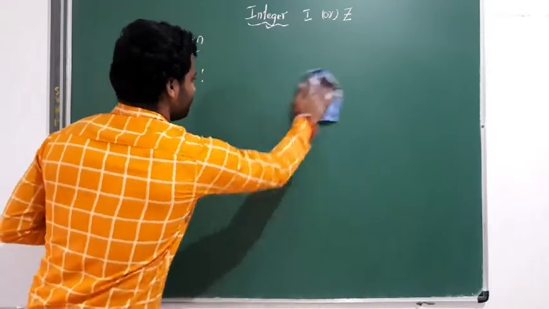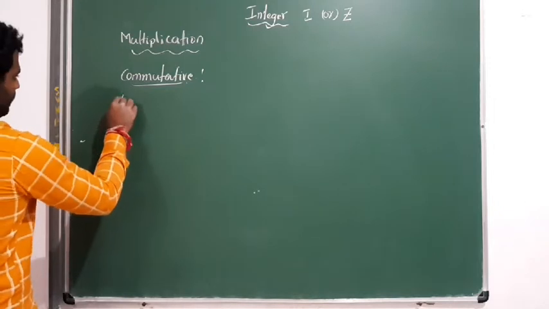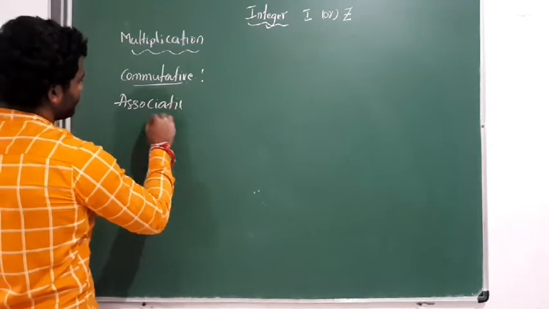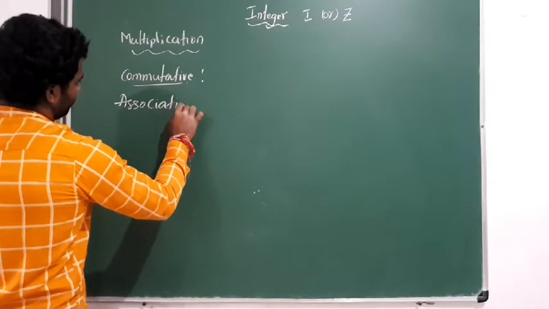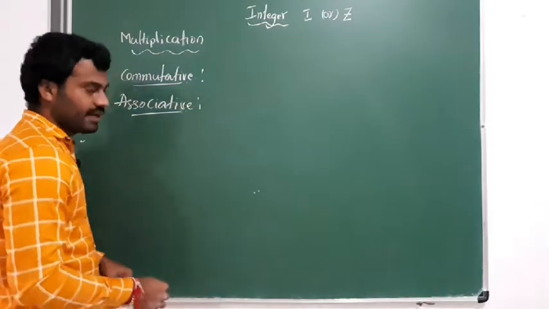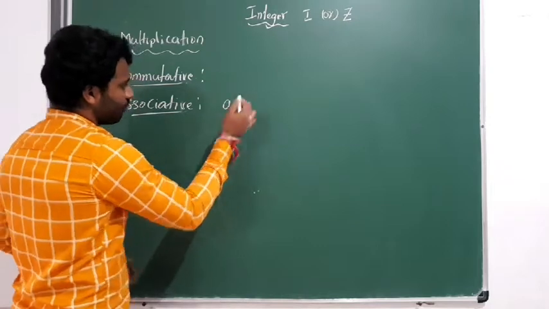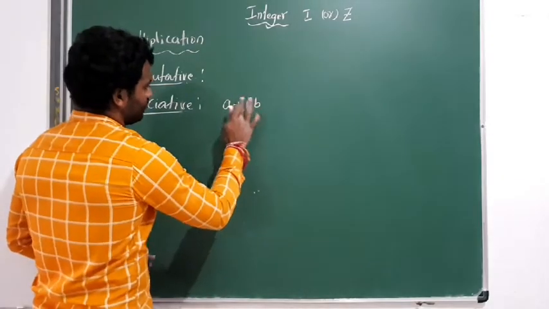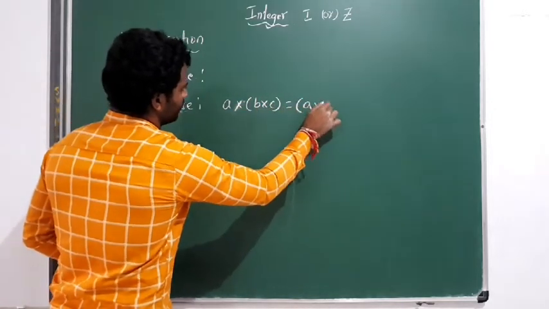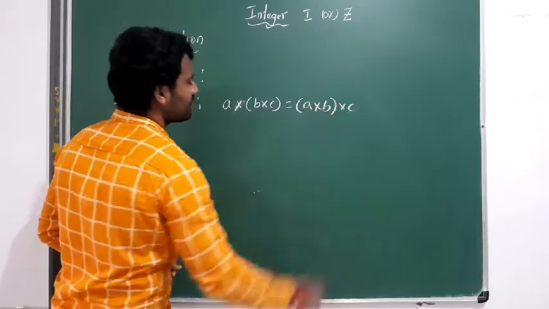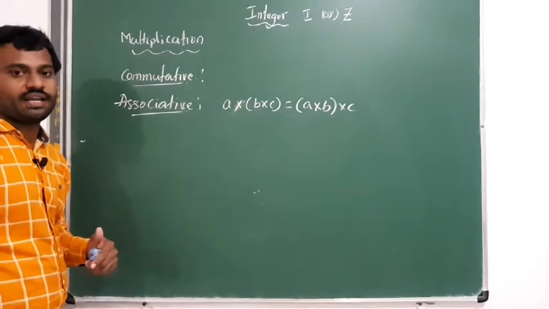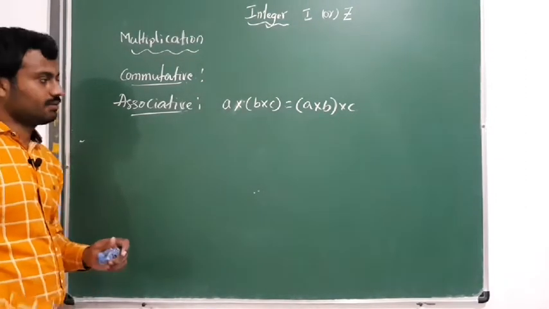What is the next property? Associative property. First I will write the general form. What is the associative property? A into B into C, sorry, not plus, multiplication. A into B, then into C, is equal to A into B into C. If it satisfies this, it satisfies the associative property under multiplication.